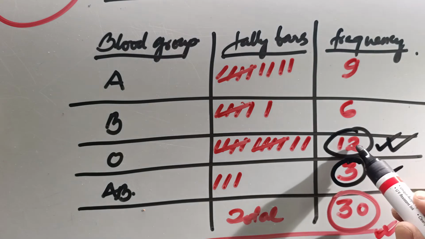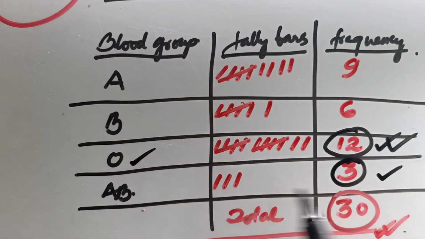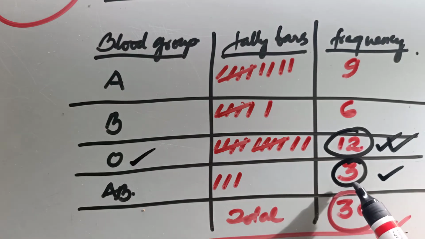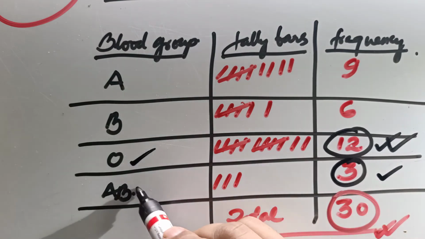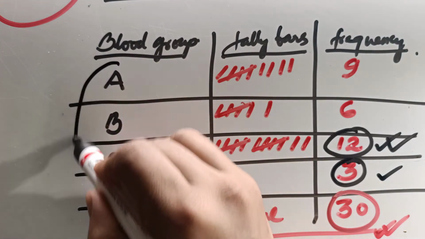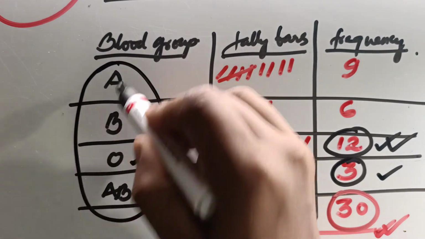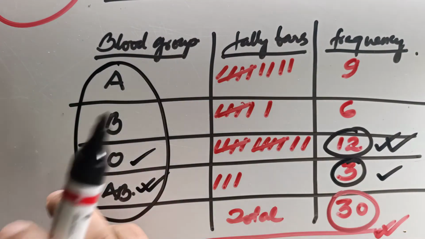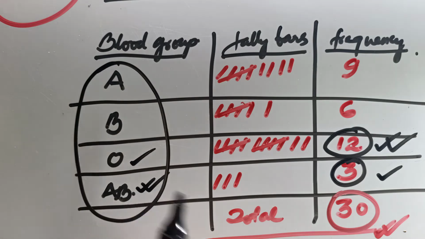So the highest frequency is 12 here, so this is the most common blood group, which is O. This frequency is the least, so this is the rarest blood group, and that is AB, right? One more thing that you need to keep in mind: this is an ungrouped frequency. It is not in groups. A, B, O are all separate, so it is ungrouped. In the next question it will be grouped frequency. This is ungrouped, okay?